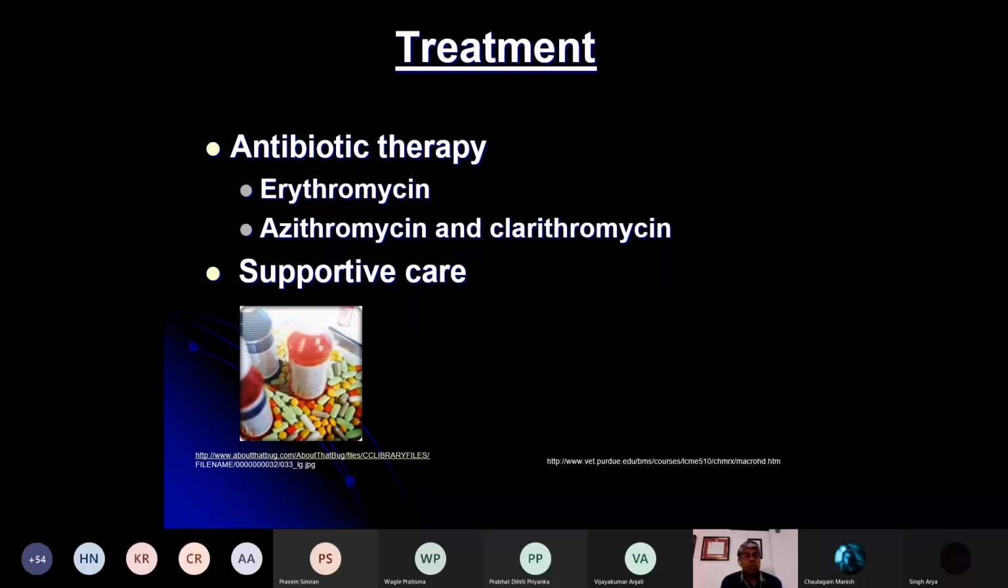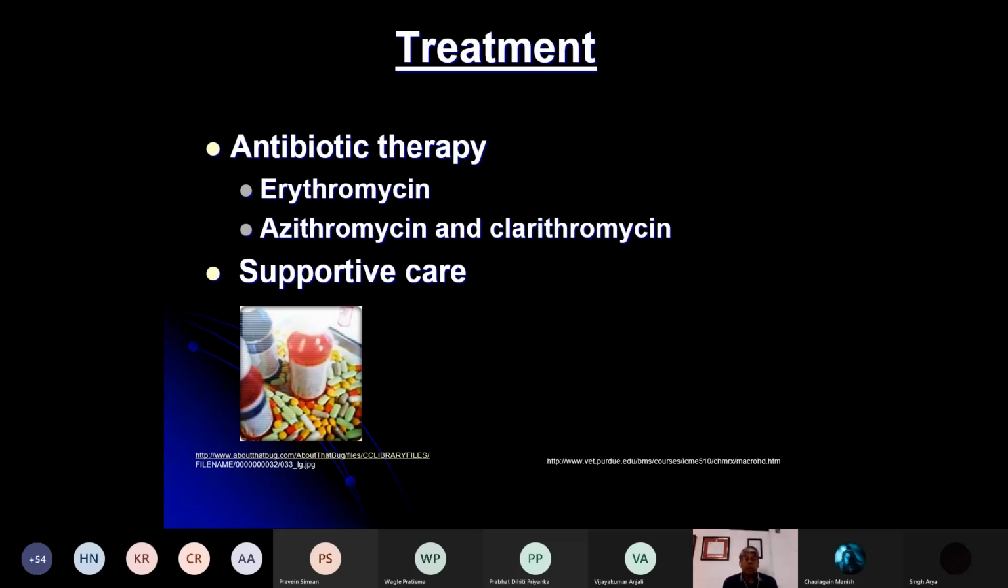So how do you treat the patient? Well, antibiotics play a very important role because we need to kill the bacteria so that further production of toxins and other virulence factors is reduced. So azithromycin or erythromycin antibiotic treatment is indicated because the bacteria are quite sensitive to that. But more important than that is the supportive care.